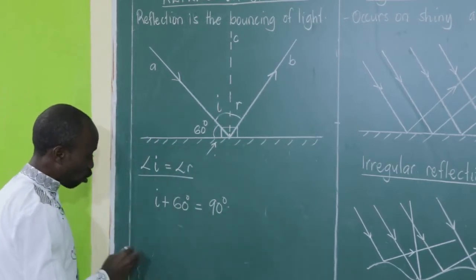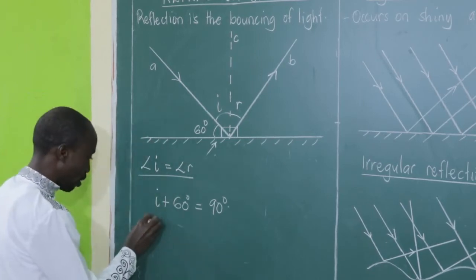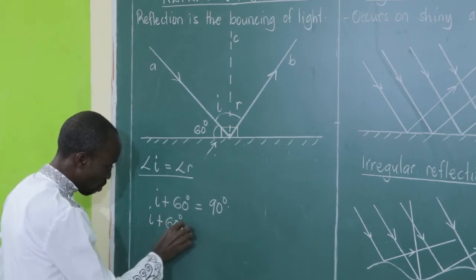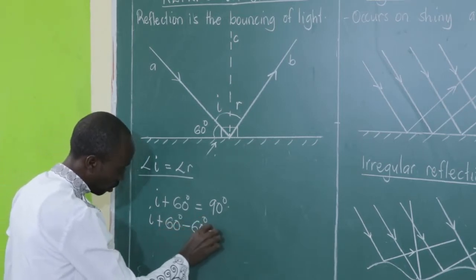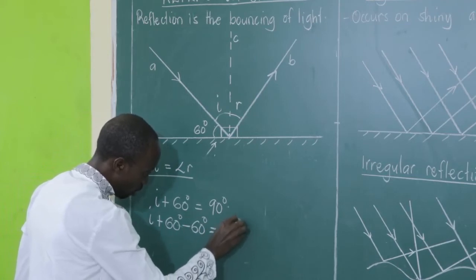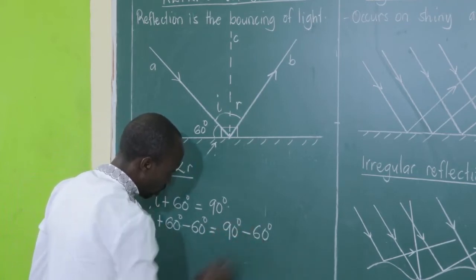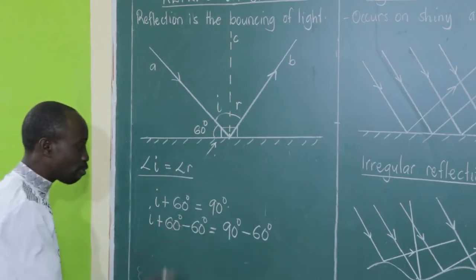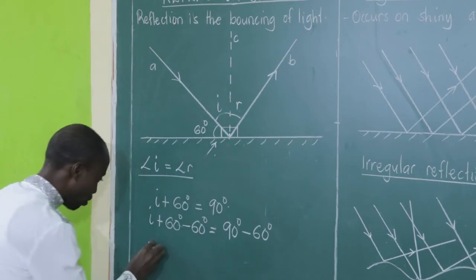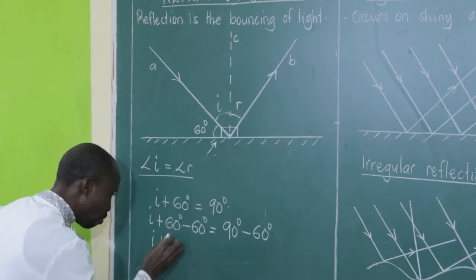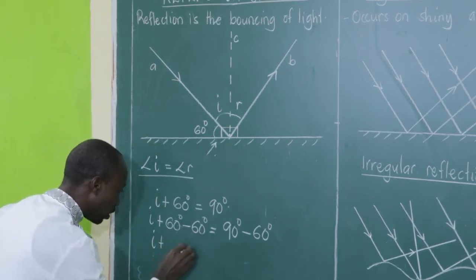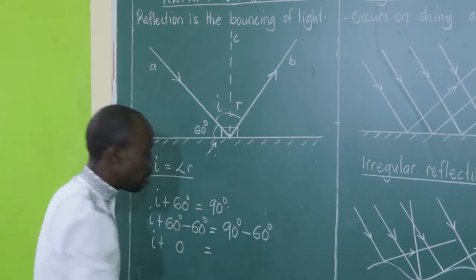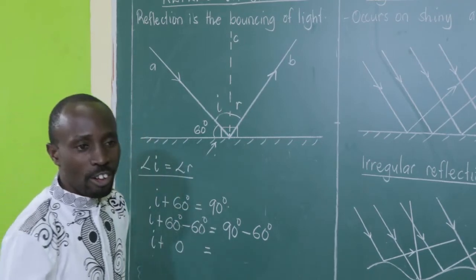Okay? So let's try to collect the like terms. Angle I plus 60 degrees minus 60 degrees is equal to 90 degrees minus 60 degrees. Okay? We are trying to collect the like terms. We have to subtract 60 from both sides. So in this case, we have I plus, of course, 60 minus 60 will give us a 0. That will equal 90 minus 60. I know you know that.